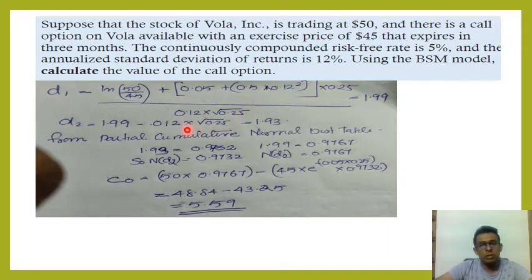Always keep in mind while calculating this, you don't have to calculate the denominator again. The denominator, this value, we'll just use here also and subtract it to get 1.93. So from the partial cumulative normal distribution table, we'll be getting 1.93.